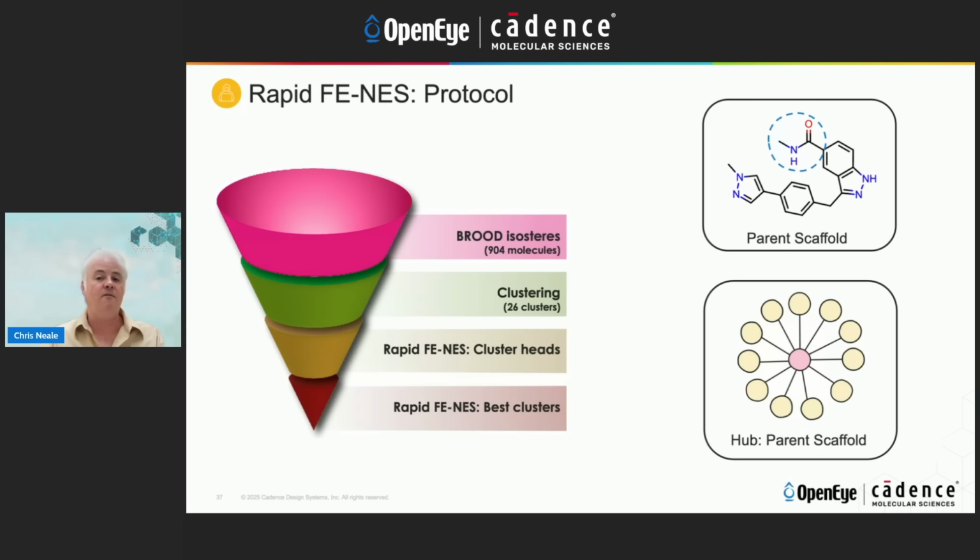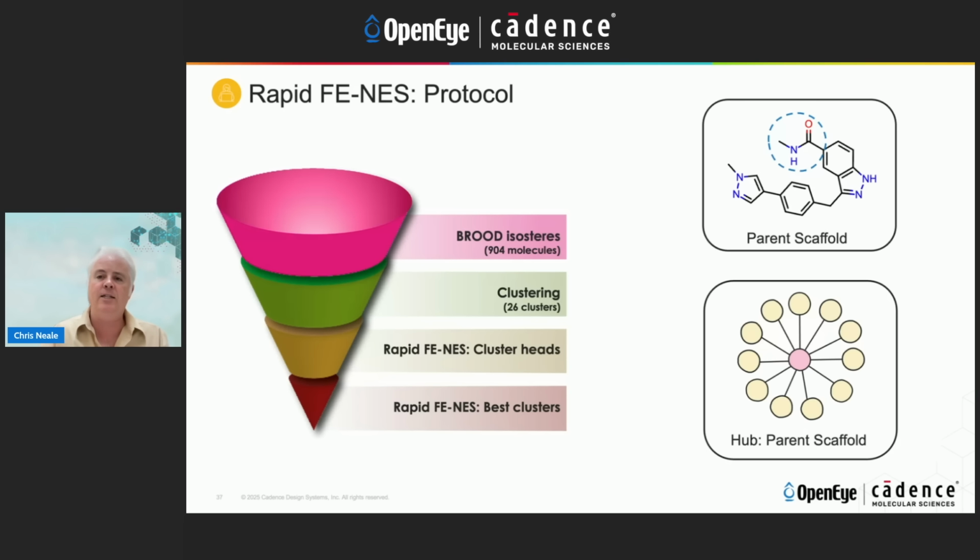Now I'm going to run 5-switch rapid FE-NES on just the representative structures from each cluster, on the cluster heads. In doing so, I'm making the assumption that the representative structure's affinity is somehow similar to the affinity of the other molecules in that cluster. Then I'm going to take the clusters which are predicted to bind most strongly by their representative analog, and run another round of 5-switch rapid FE-NES on all the members of those clusters.